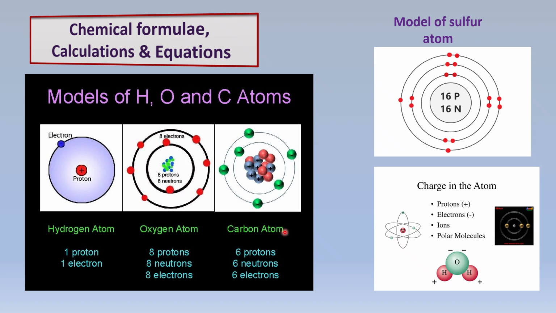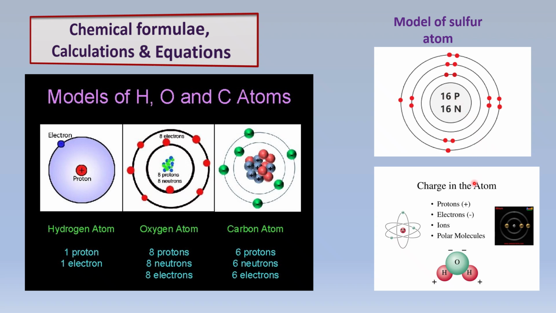What about a carbon atom? A carbon atom has 6 protons in the center plus 6 neutrons, and these carry most of the mass of the atom. Sulfur has 16 protons and 16 neutrons, so it has 32 particles.